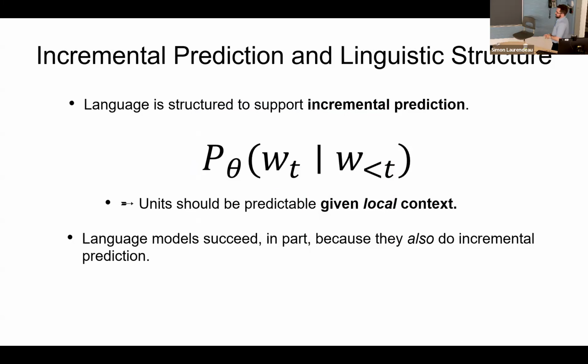So we've seen some ways that language is structured in a way that supports local predictability. And now the last thing I'm going to show you is some evidence that language models are going to succeed in part because they're also doing this kind of incremental prediction. Exactly the thing that natural language appears to be set up to support.